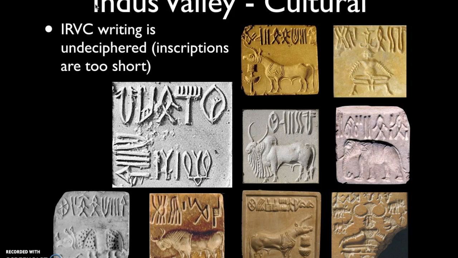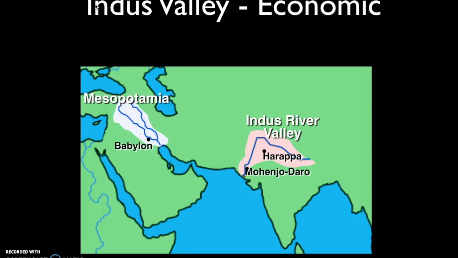Because we know they had a writing system, but we can't translate or decipher that writing, it makes it very difficult to draw conclusions and to then support any kind of conclusions that you draw with some textual evidence.